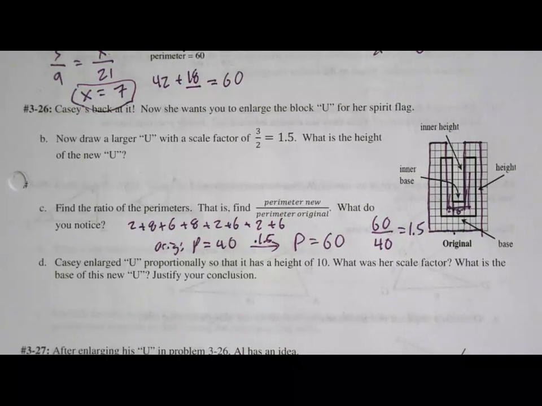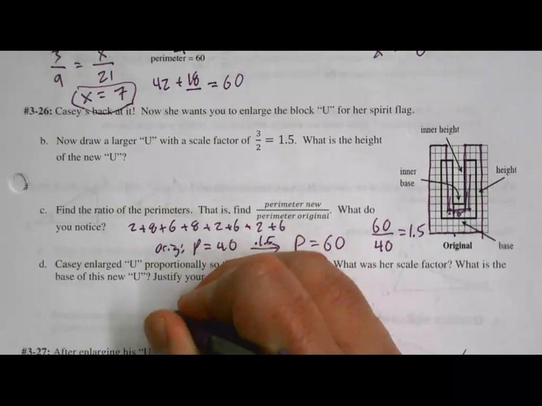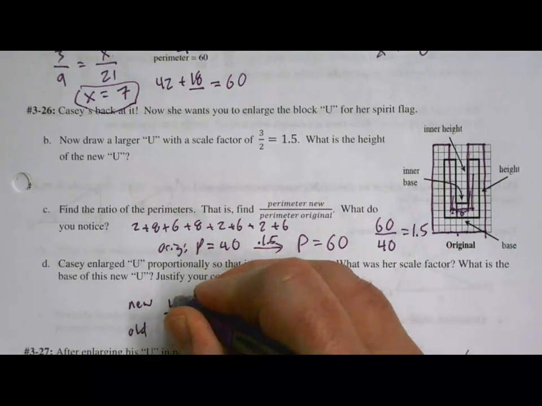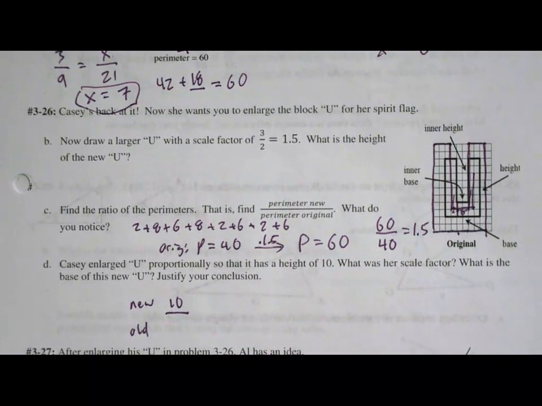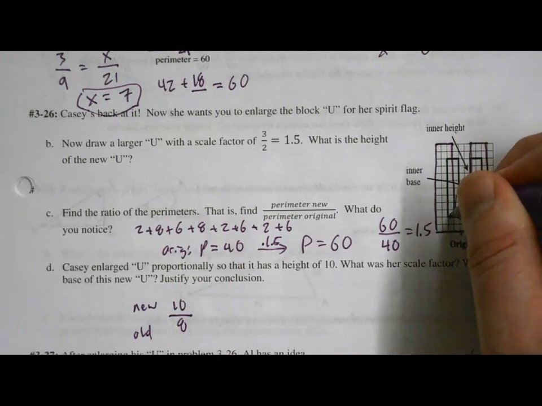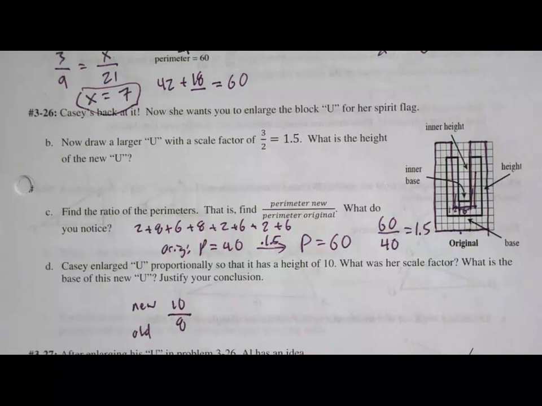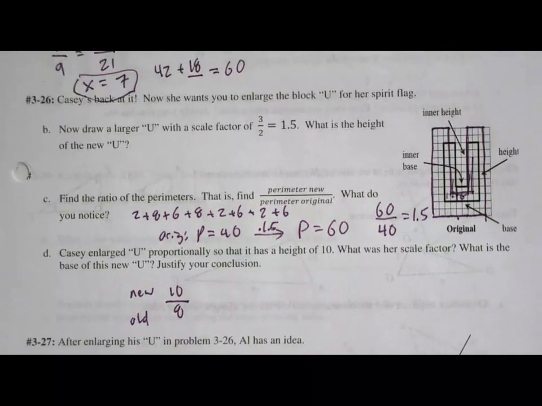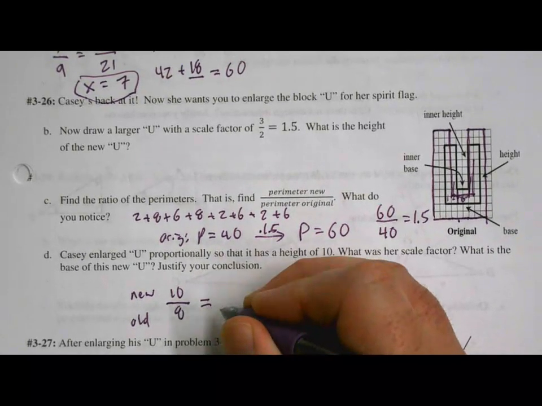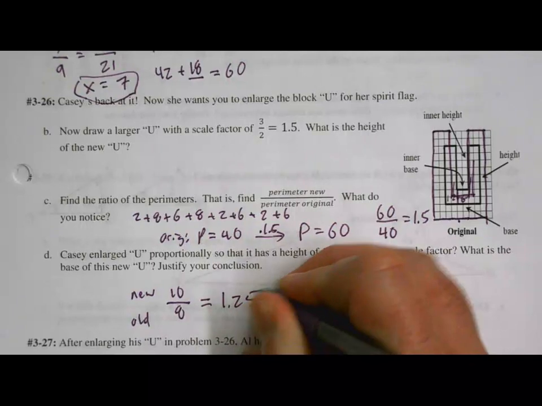Casey enlarged the U proportionally so that the new height was 10. I'm going to write myself a ratio here. We're going to put new on the top and old on the bottom. The new height was 10. What was the old height again? It was 8? If I counted from top to bottom, yes, it was 8. So what's my scale factor? Yeah, it's whatever 10 divided by 8 is, which is 1.25.